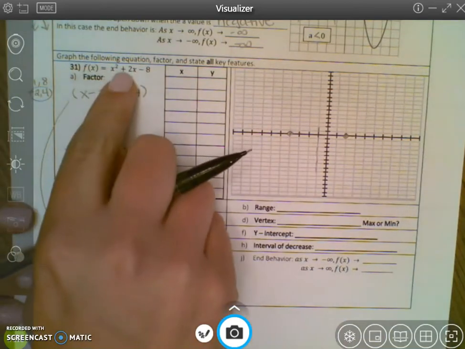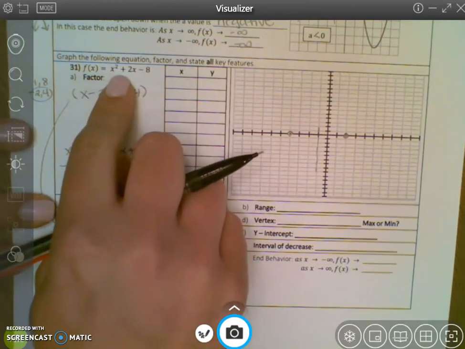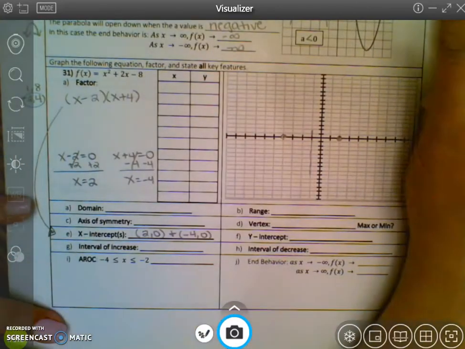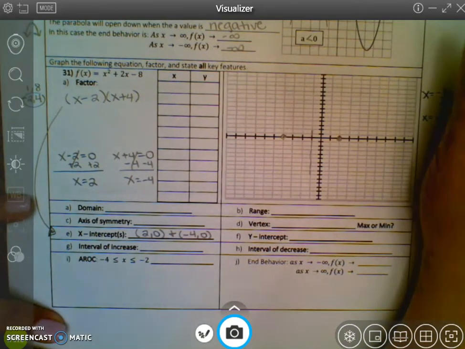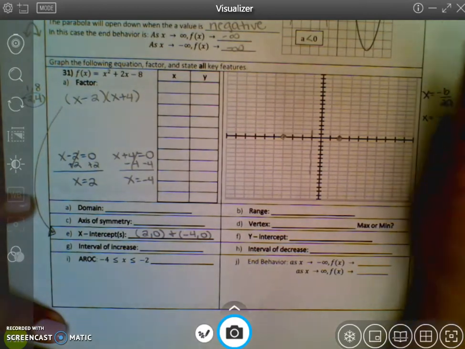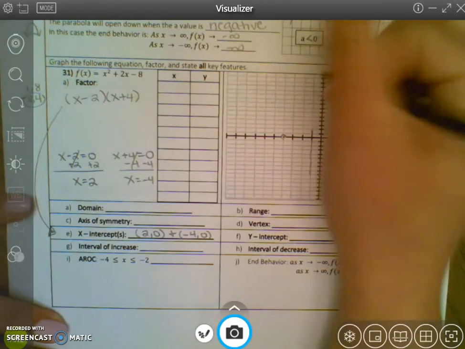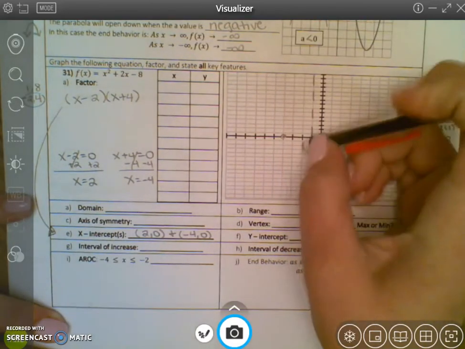I could also use my original equation, which is what I'm going to do so I can show it to you again. I'm going to use x equals negative b over 2a. X is going to equal negative 2 over 2 times 1. X is going to equal negative 2 over 2, which means x equals negative 1. Okay, and I figured that out already. So let's go ahead and draw that in.